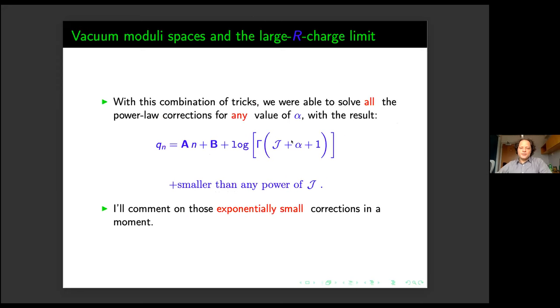So with those various tricks, we were able to solve all the power law corrections for any value of alpha, for a Lagrangian or non-Lagrangian theory, with the result that these Q_n's, which are the logs of the correlators, are this linear scheme-dependent piece, and then the log of a gamma function, log Γ(j + α + 1), and then exponentially small corrections. And I'll comment on those in a moment.